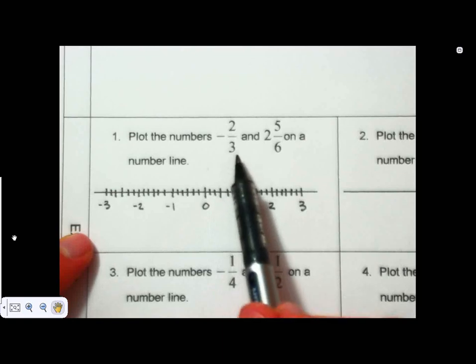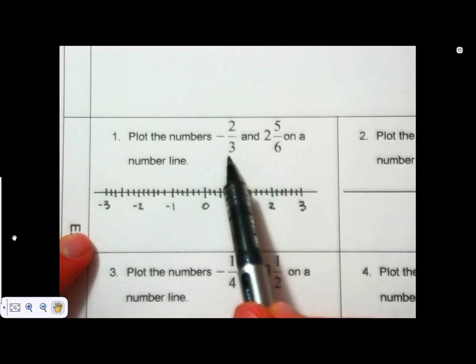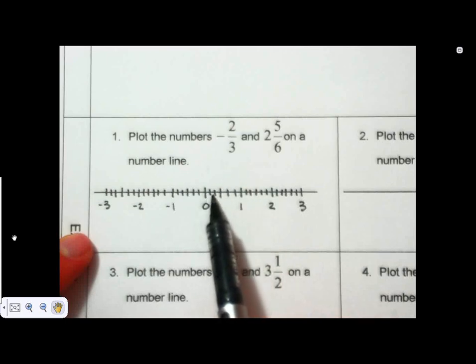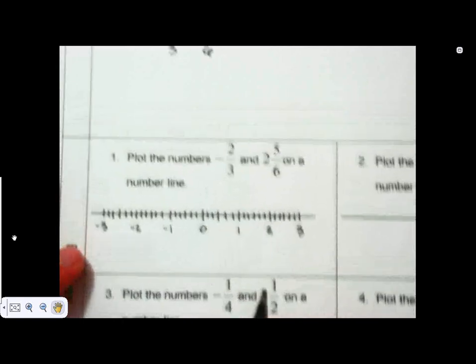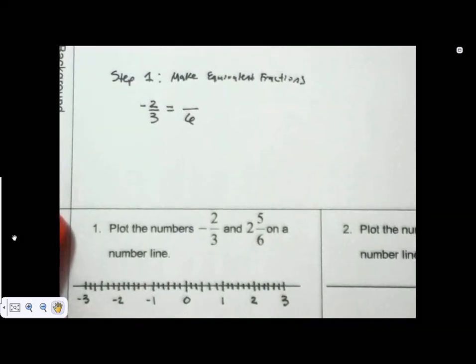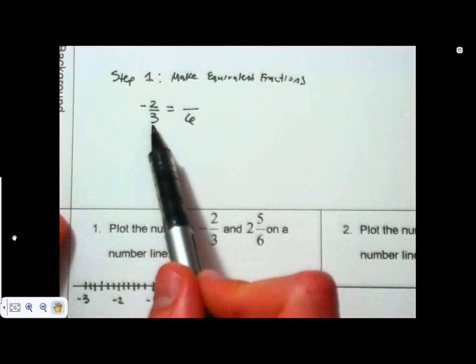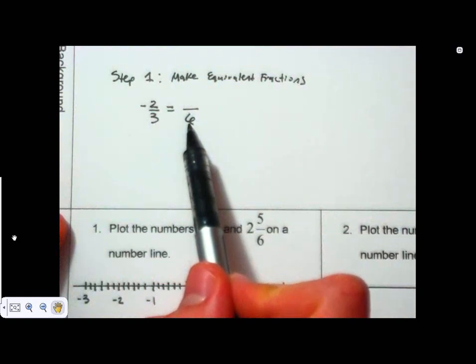So if you look at what we're supposed to plot, the first number is -2/3. Well, because each of these slash marks represents a number over 6, our first job is going to be to turn -2/3 into a fraction with 6 as the denominator. So step 1 when we're plotting is to do what I call make equivalent fractions. So -2/3 I want to make into something over 6. And again, the reason why is that each unit is broken into 6 equal pieces.